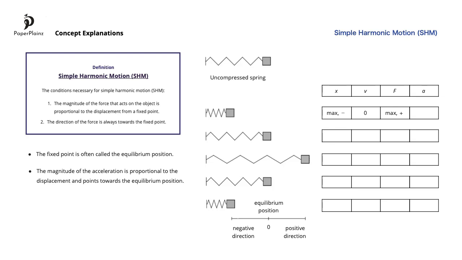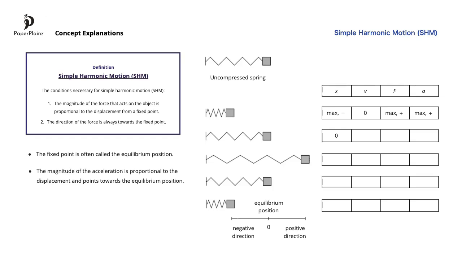Moving on to the acceleration, recall that force is equal to mass times acceleration. Since the mass of the object is a scalar and it does not change, the acceleration must behave exactly the same way as the force. Therefore, the magnitude of the acceleration is also at its maximum, and since it is pointing to the right, it is positive. At the second position, the object is passing through the equilibrium position and is moving to the right. At the equilibrium position, displacement is 0.